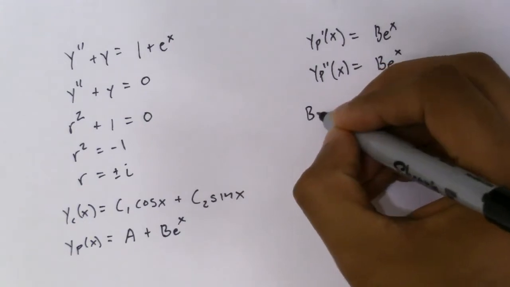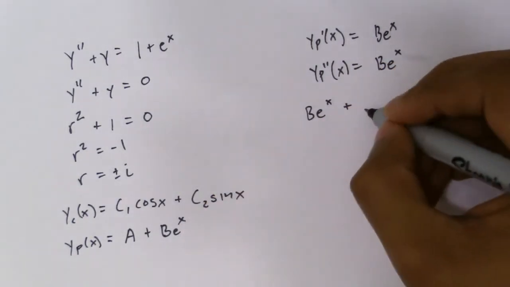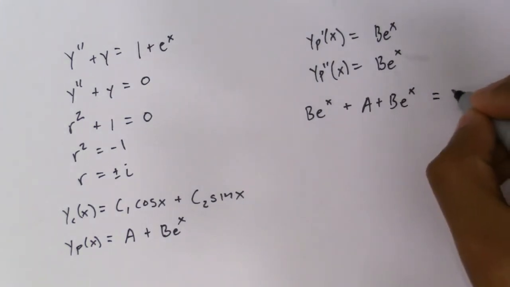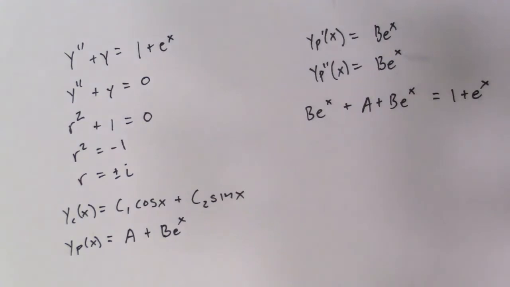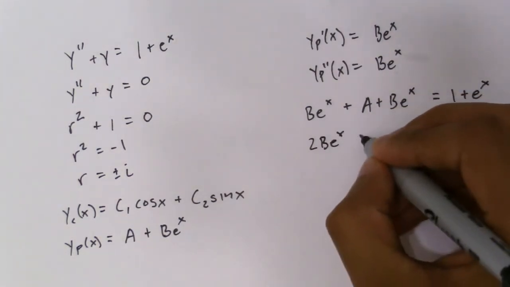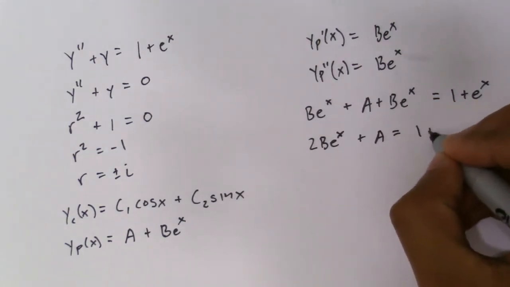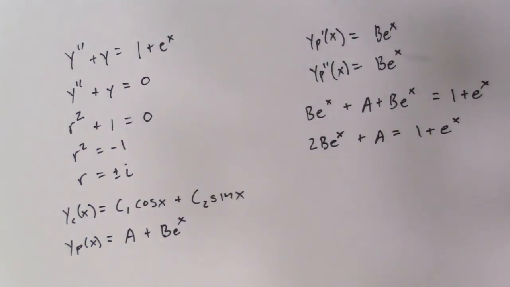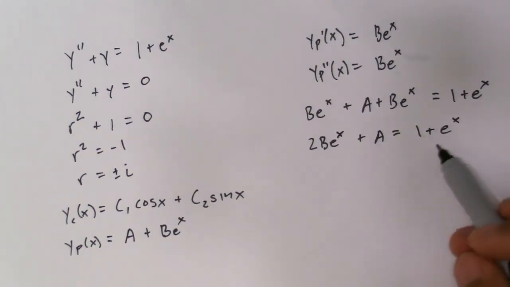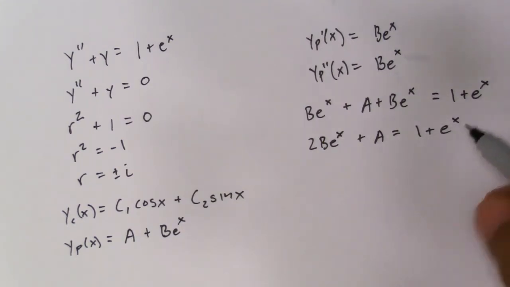So b e to the x plus yp, which is a plus b e to the x, equals 1 plus e to the x. Collect like terms, you get 2b e to the x plus a equals 1 plus e to the x. Now if you notice the relationship that 2b is a constant in front of e to the x, we could say that 2b equals 1, since there's an imaginary 1 right in front of the e to the x.